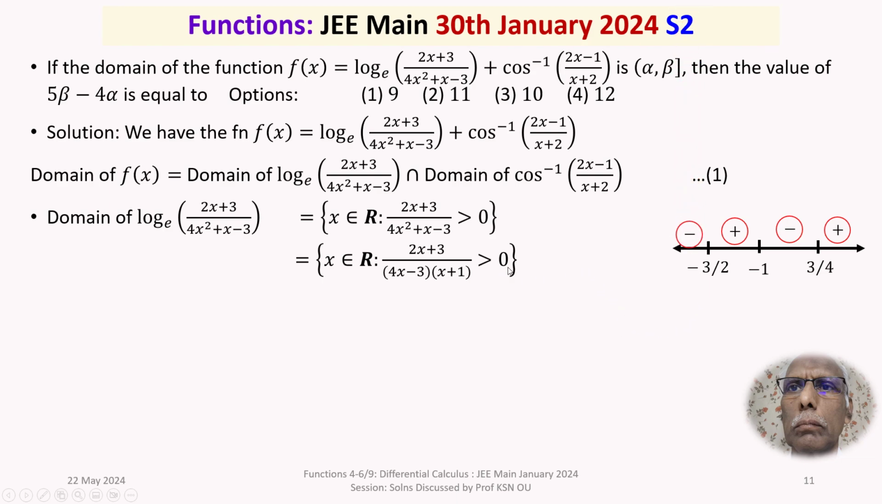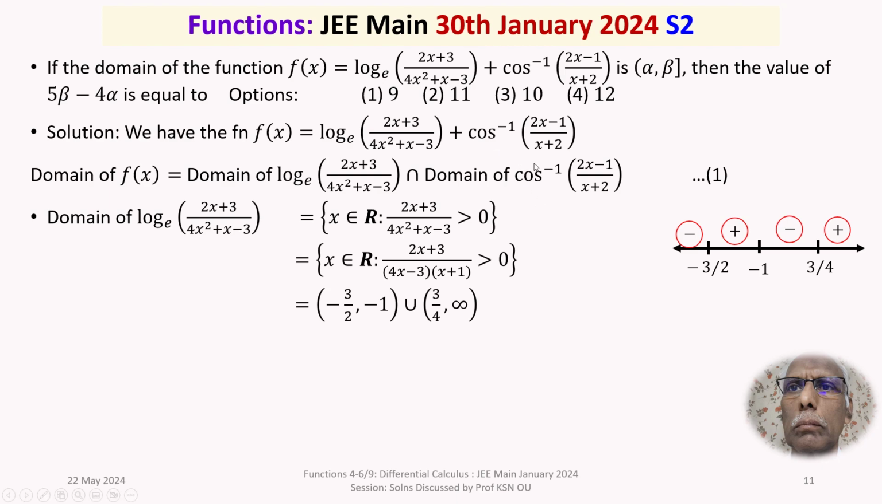But you want the positive ones. So this will be minus 3 by 2 to minus 1, open interval, and this interval 3 by 4 to infinity. It is greater than 0. That is why the open intervals are coming. This is the union of these two open intervals. We got it. Let's now move on.